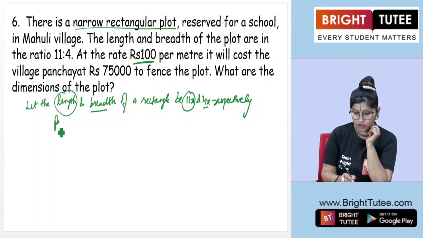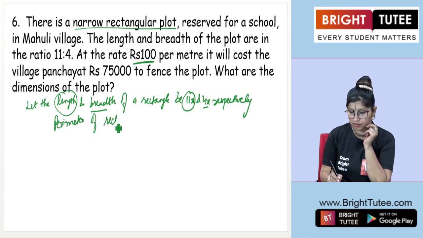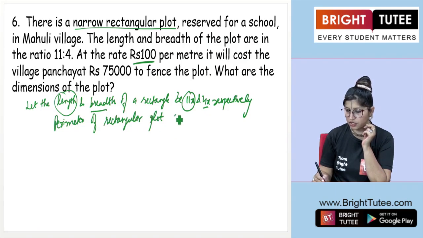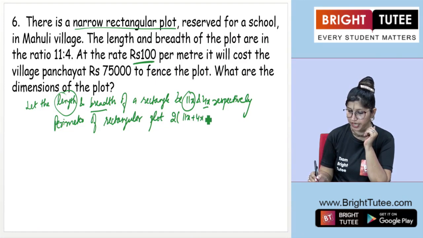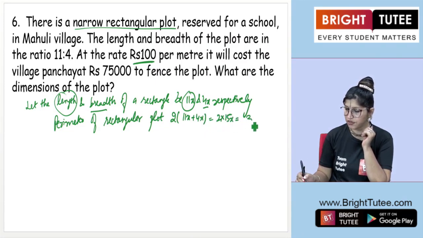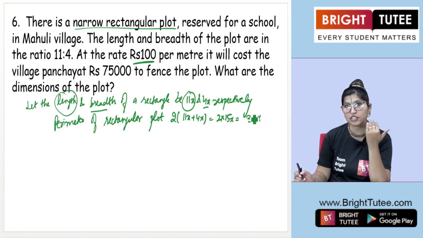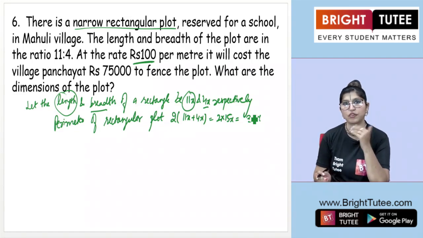Now what will be the perimeter of that rectangle? So the perimeter of the rectangular plot will be 2 times (length plus breadth), that means 2 times (11x plus 4x), which is 2 times 15x, which is 30x. So we will be getting 30x meters for the perimeter of the rectangle.